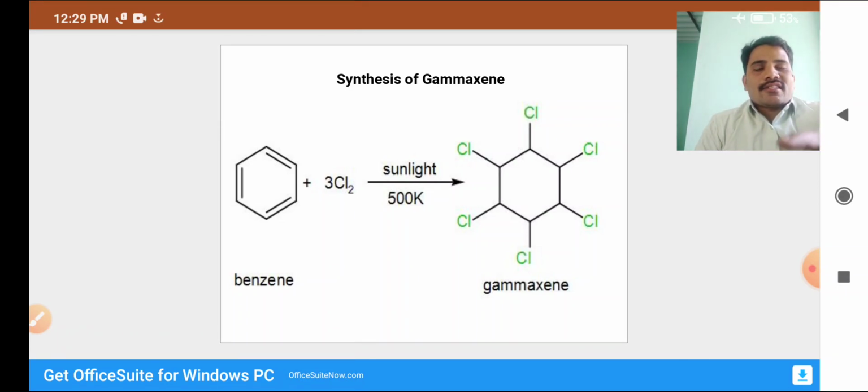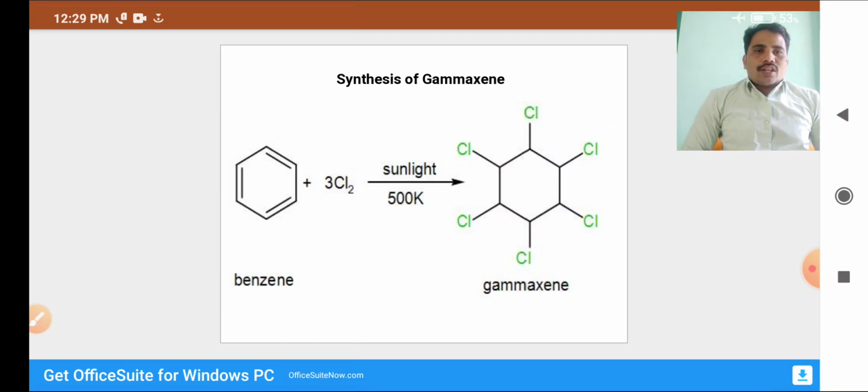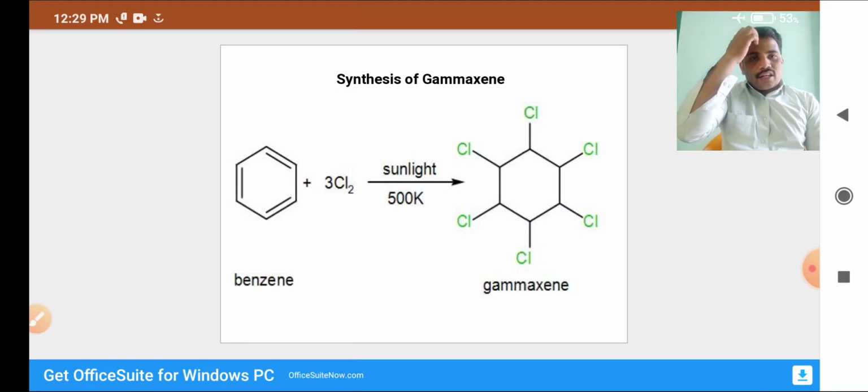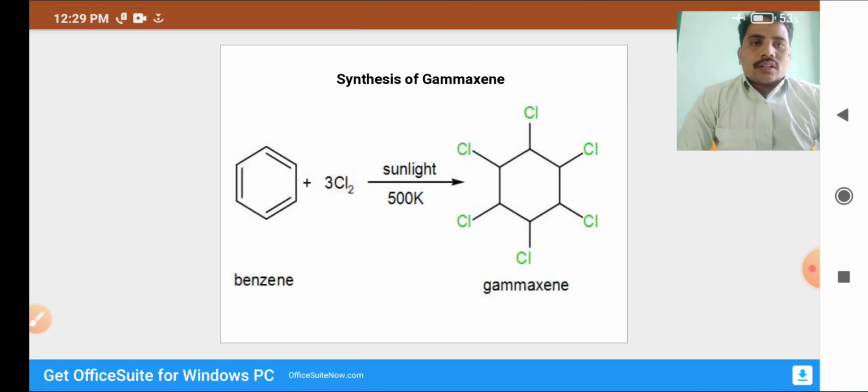Next we go to the synthesis of gamaxin. First we use the benzene ring with exposure to sunlight, a slow process. It is a chlorination process. In this chlorination we synthesize gamaxin at 500 Kelvin temperature. Here the chlorination takes place with 3 into 2, so six chlorine atoms are attached to the cyclohexane ring. That is a simple method for the synthesis.